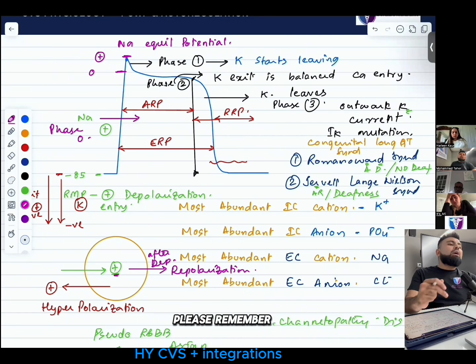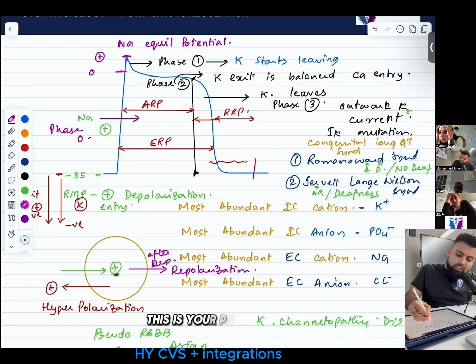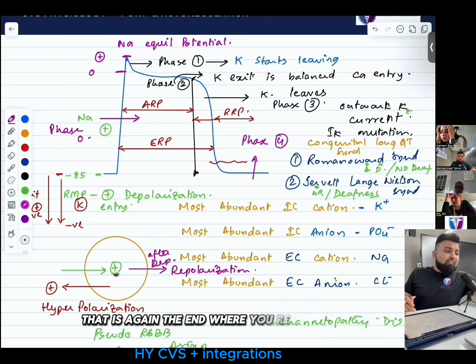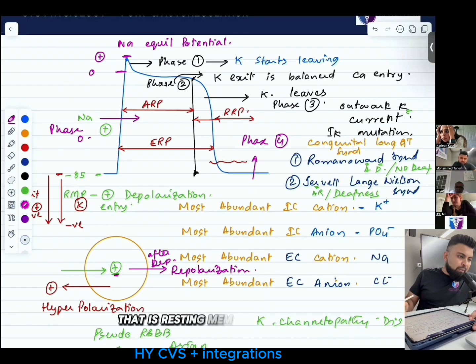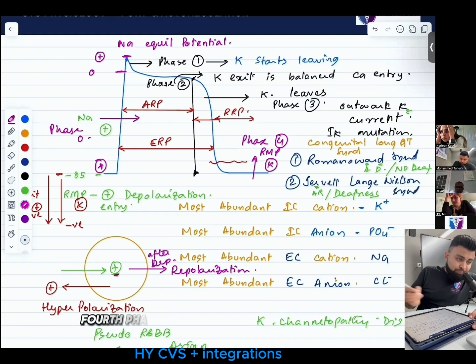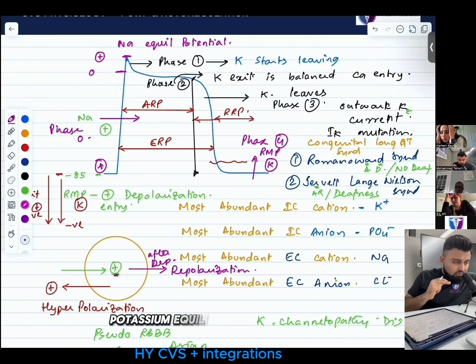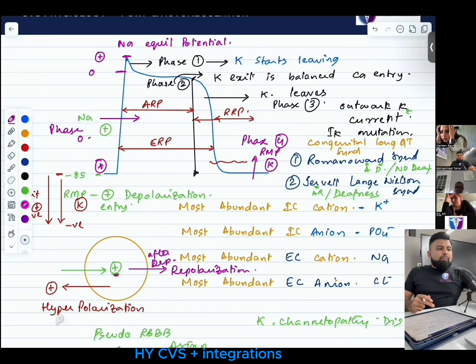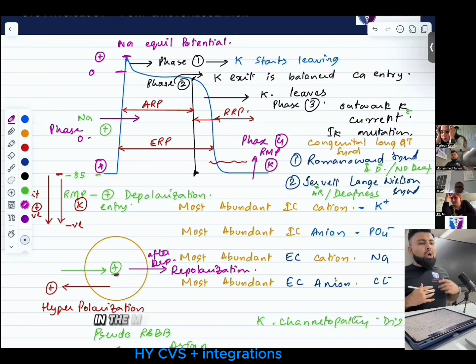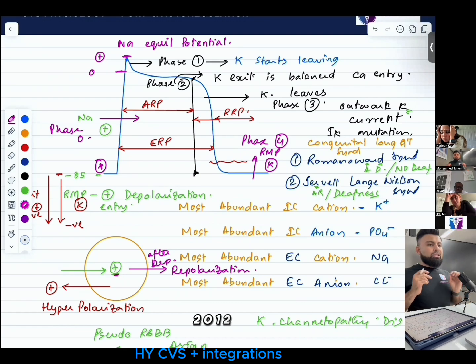So please remember the ventricular muscle action potential. The last phase is phase 4, where you reach the resting membrane potential, and I told you it is due to potassium. So for phase 4, it is the potassium equilibrium potential. Please remember the phases you studied in the myocardial action potential. It has 5 phases: 0, 1, 2, 3, 4.